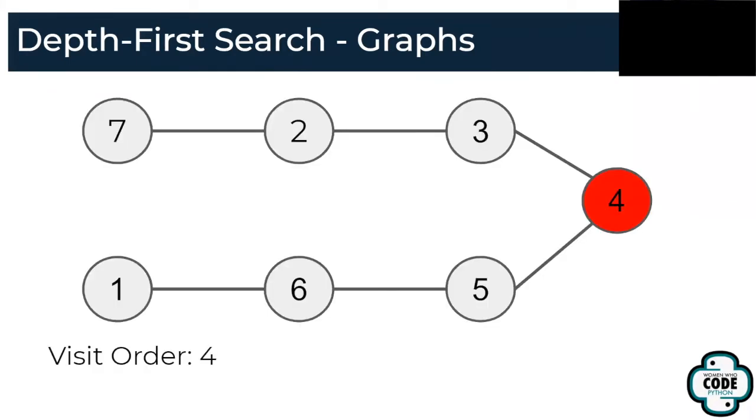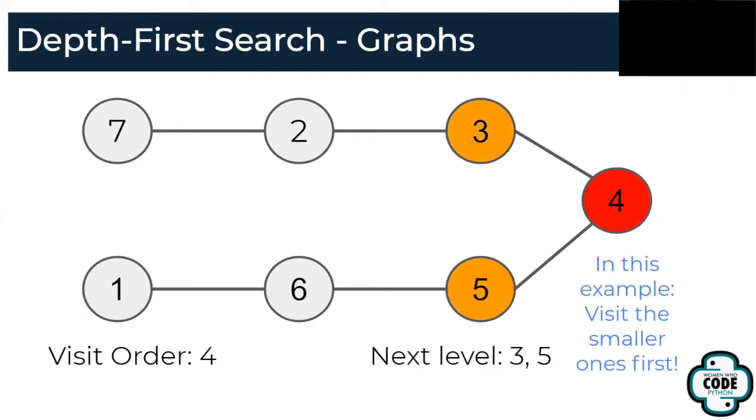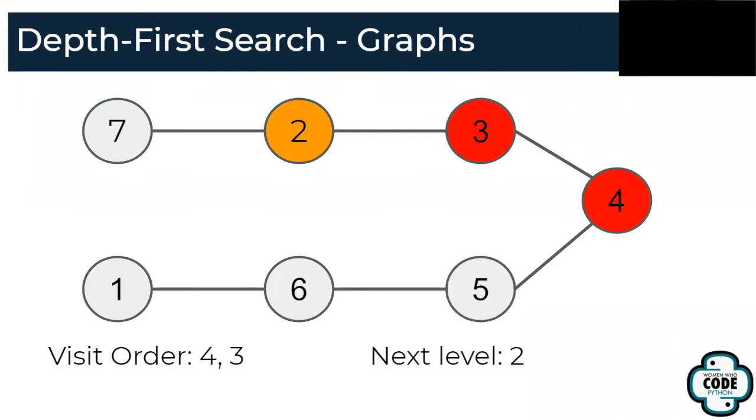So if we also start at 4 in this example again, we're going to visit the smaller ones first. So we have 3 and 5 in the next level. And because 3 is smaller, we'll go to 3. And then this is the depth first search. So instead of visiting 5, we are just going as deep as possible. So we are going to visit the node at the next level, which is 2. Then we visit the next node, which is 7.